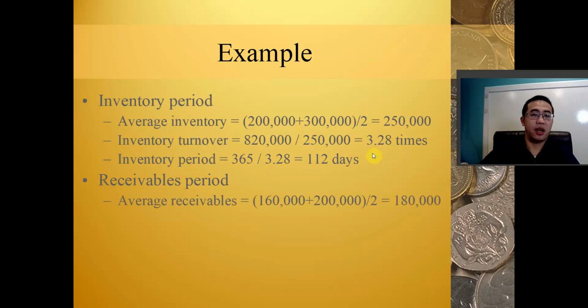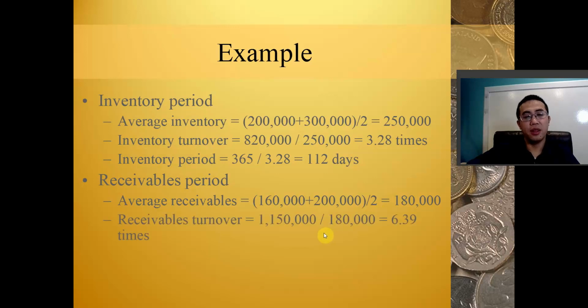Okay, likewise, you can calculate the receivables period. You take the annual average by taking the beginning added to the end level, divided by 2. So that's 180,000 for the average accounts receivable throughout the year. And then your receivable turnover comes from the total sales. When you sell something, you should receive money, right? And if you receive money on credit right now, that should be billed as accounts receivable.